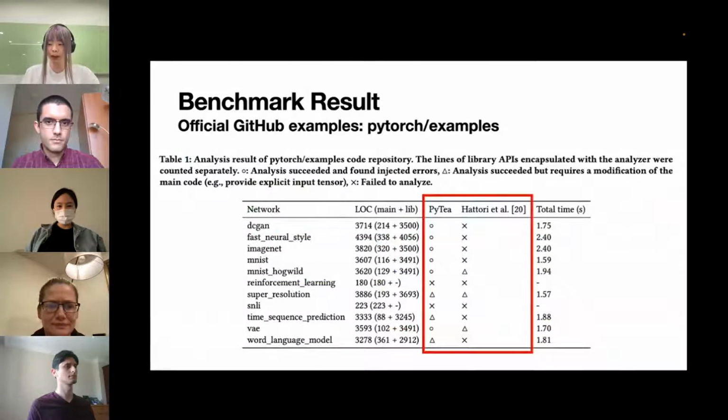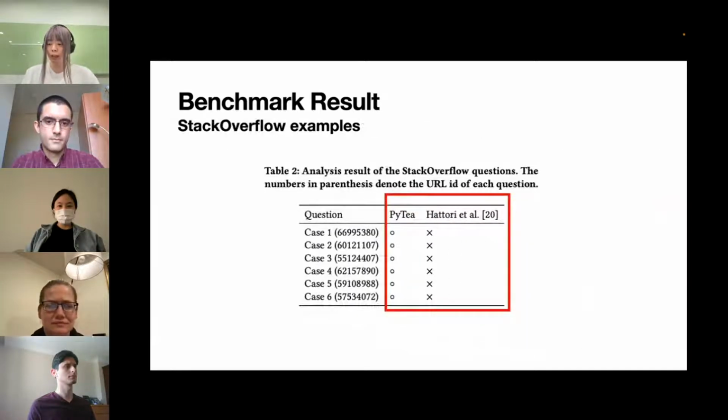So we have analyzed the official PyTorch examples from GitHub and compared with the former PyTorch analyzer of Hattori et al. From the benchmark, we can successfully analyze each project except two projects, which depend on huge third-party libraries that are not covered in the paper. Also, we have analyzed PyTorch questions from Stack Overflow, and we successfully analyzed them.